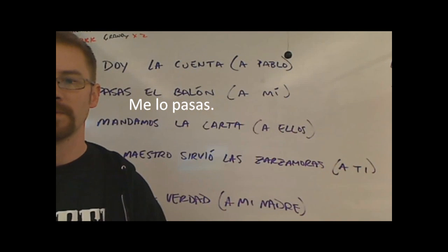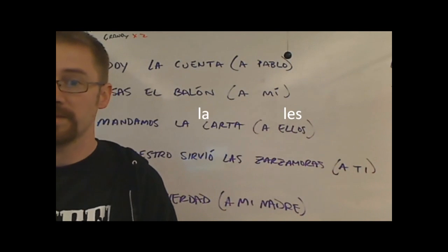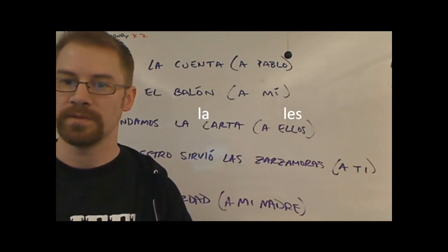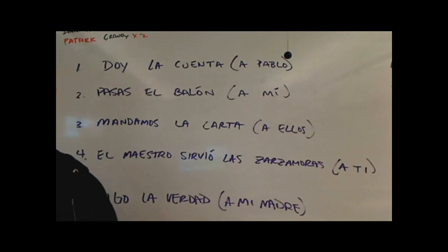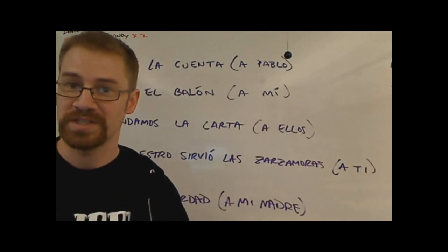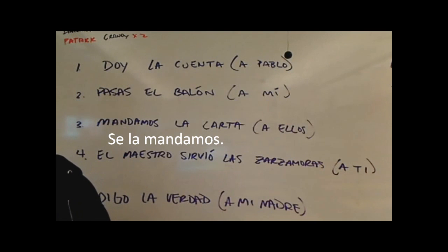Number 3, mandamos la carta a ellos, so we send the letter to them. The letter will change to it, la. A ellos, them, would change to the pronoun les. So we have la and les. Flip them, because we put the people before things. In front of the conjugated verb, we have 2 pronouns. They both start with an L. Change the first one to se. So your new sentence, we send it to them, would be se la mandamos.